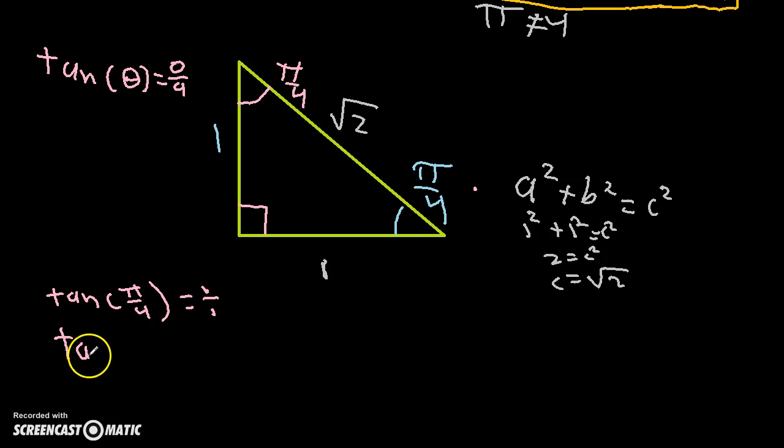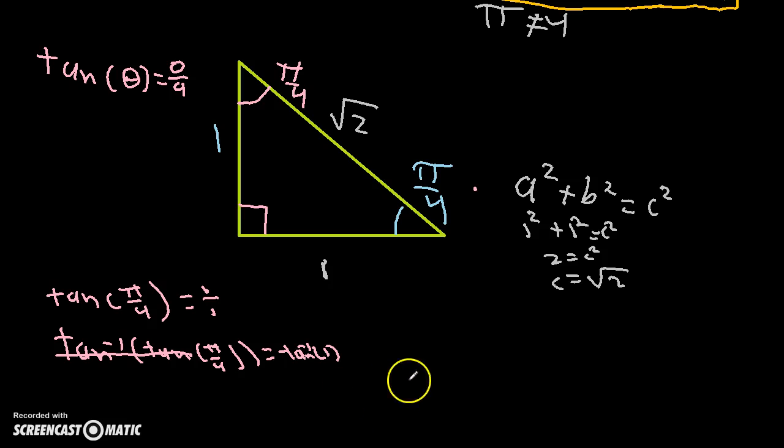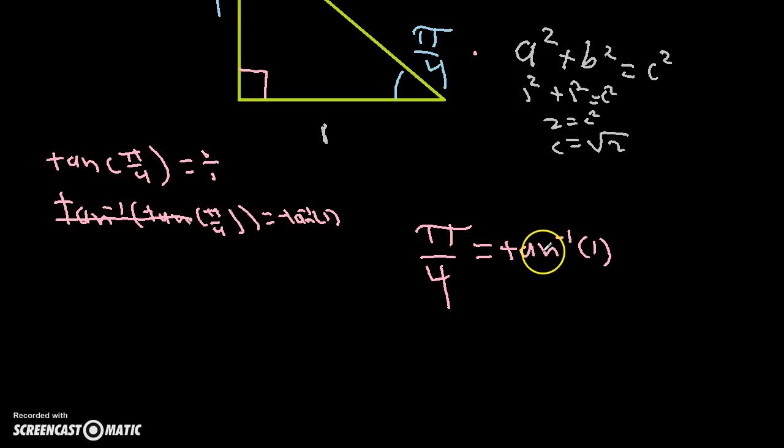So let's just take the inverse tangent of the tangent of pi over 4, and that's just going to be equal to the inverse tangent of 1. Okay, so we can cancel these out, and we get that pi over 4 is equal to the inverse tangent of 1. So how can we use this?